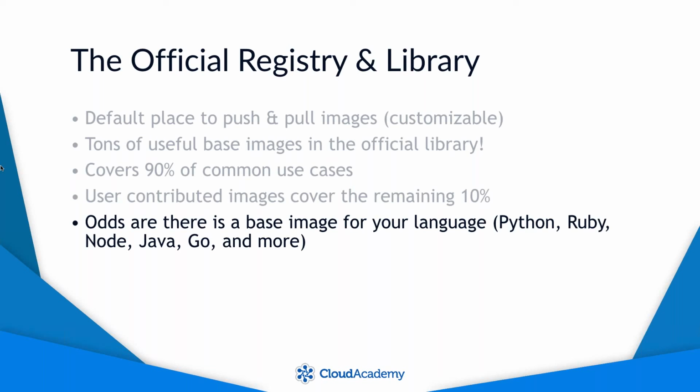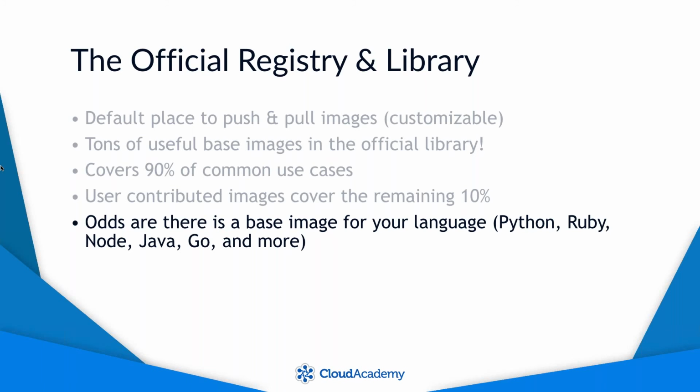Where this starts to really shine is that there's a base image for pretty much any language that you would need. There's Python, Ruby, Node, Java, Go, and more. And more are coming every day. The images in the official library are actually user-maintained, and then Docker selects the best ones and copies them over into their official account.